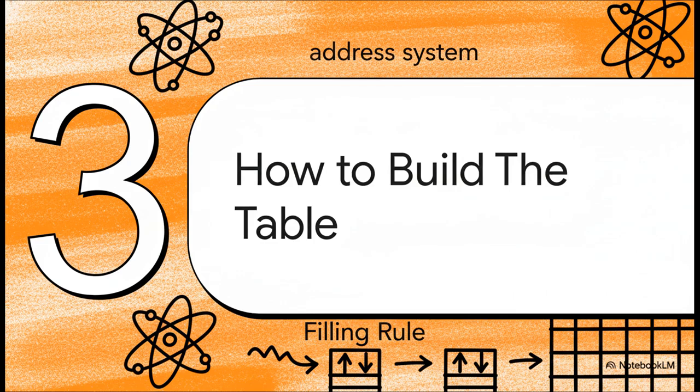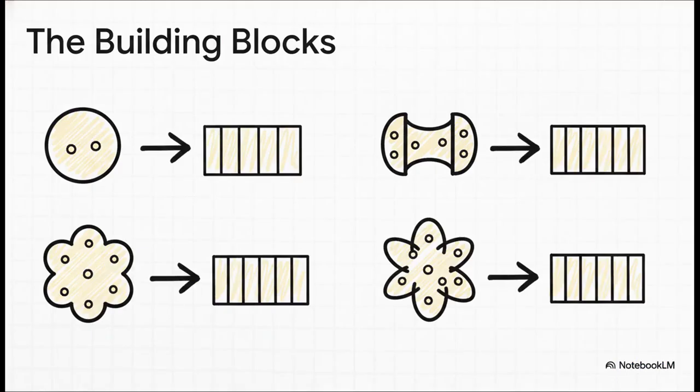All right, this is it. The payoff. We have the address system, we have the filling rule. Now, let's put them together and actually build the table. Hey, remember those magic numbers I told you to keep in your head? 2, 6, 10, and 14? Well, get ready for this. The S subshell holds 2 electrons, and would you look at that? The S block of the table is exactly 2 columns wide. The P subshell holds 6 electrons, and boom, the P block is 6 columns wide.